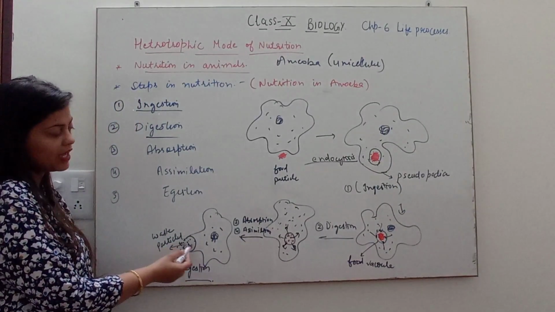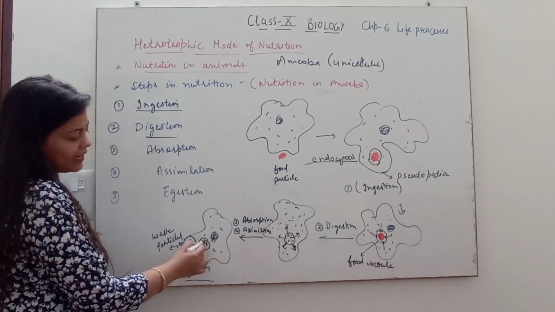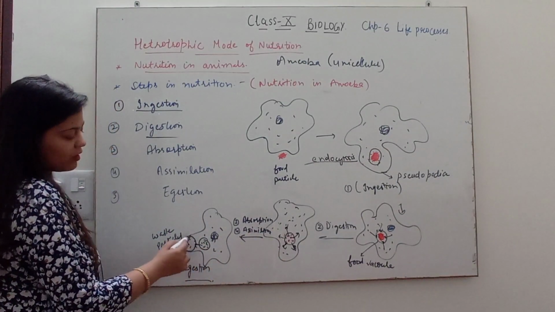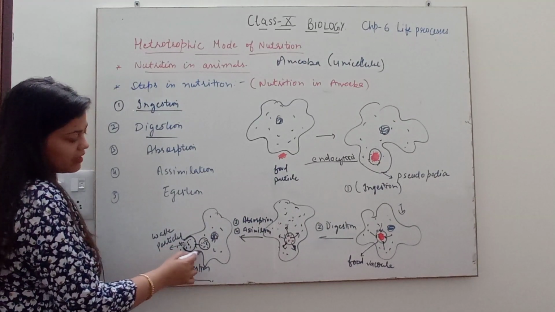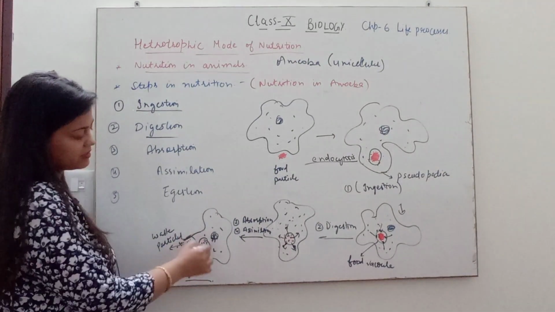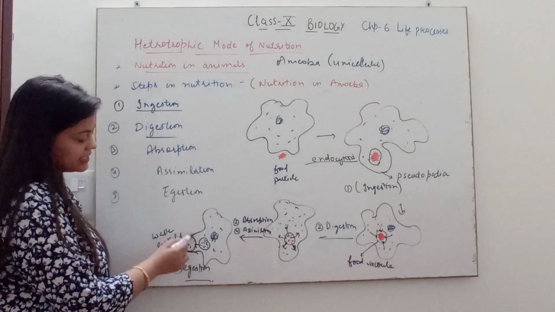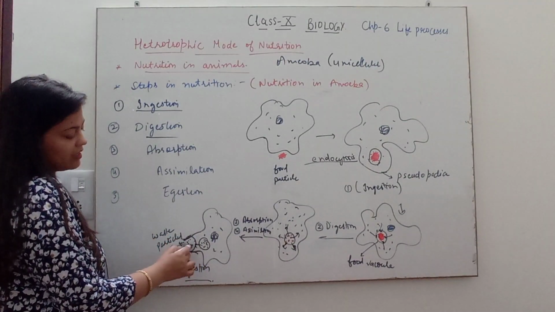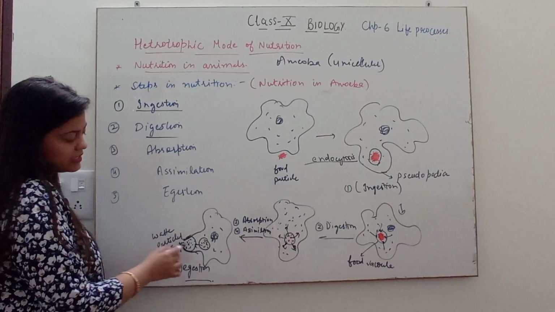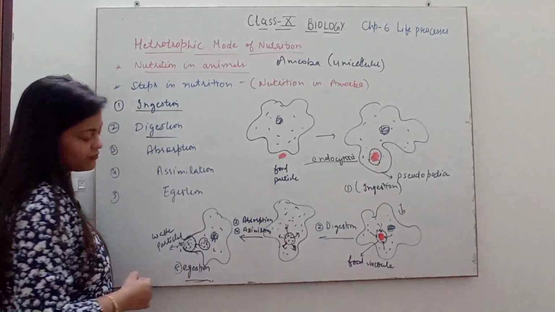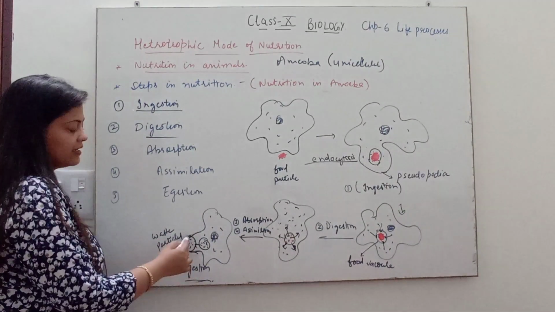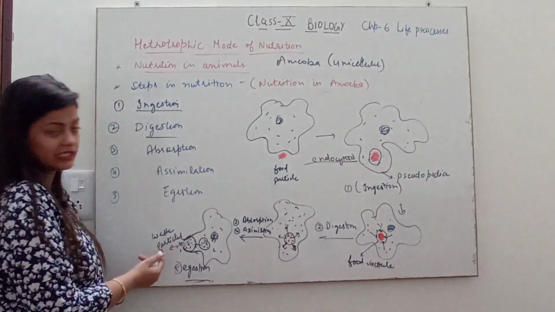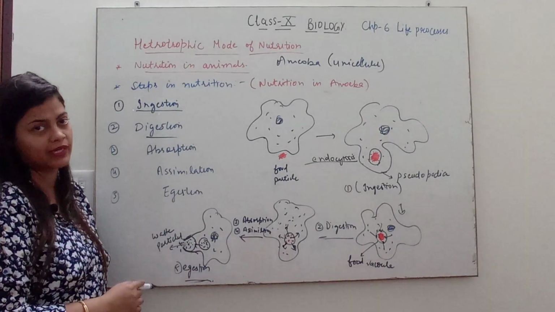In egestion, what will happen? The waste food will be collected in another vacuole or in the same vacuole, and this vacuole will fuse with the membrane of the amoeba, because the membrane of this vacuole is the same as that of the amoeba. With this fusion, they will release some waste particles outside the body, and this process is called egestion. It will fuse in such a way that it can just open up and release the waste particles which are not required by the cell.